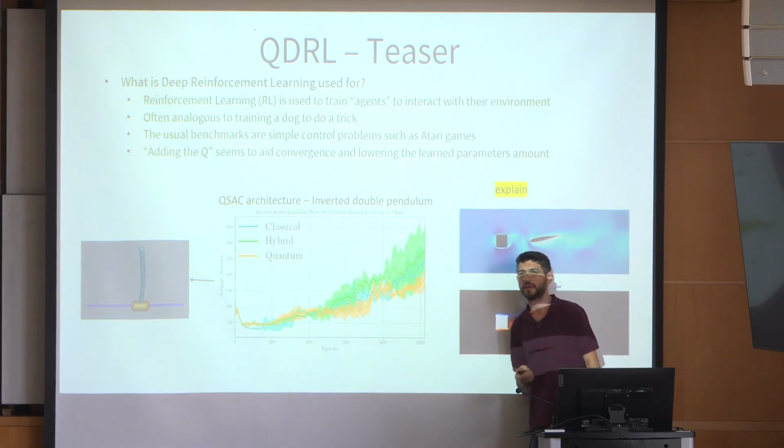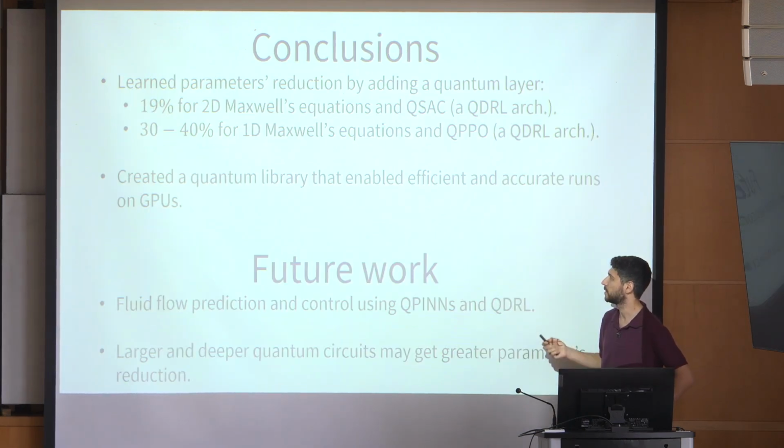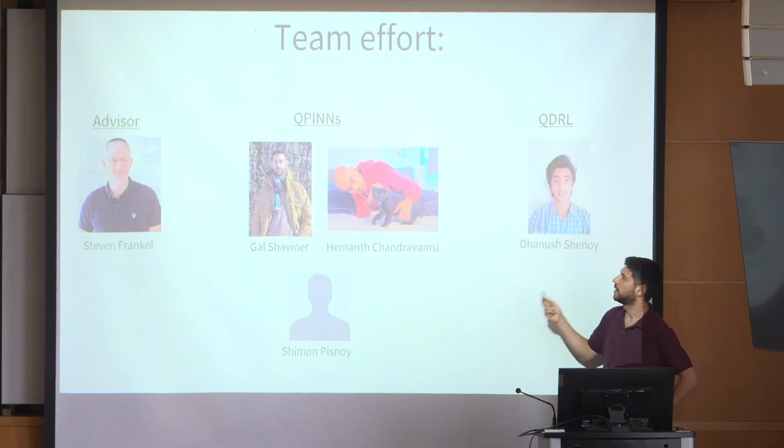And we also tried using it for CFD. It's only preliminary results. So in conclusion, we reduced many of the parameters. In smaller problems, it was about 30 to 40%. And for future work, we hope to get it for much larger and deeper networks.